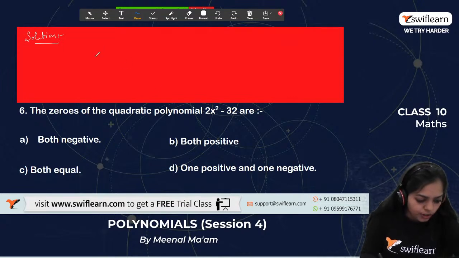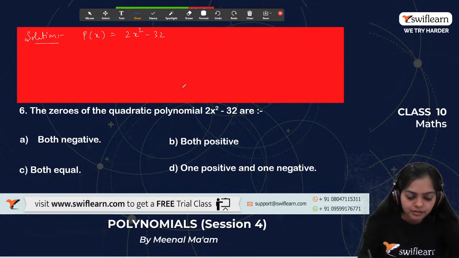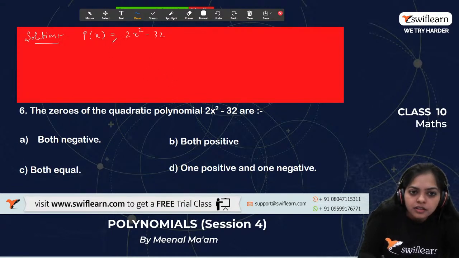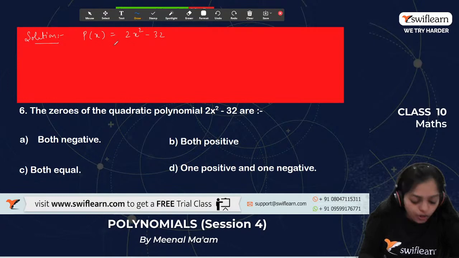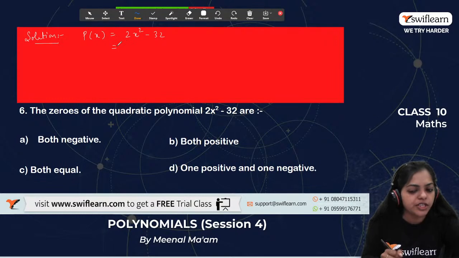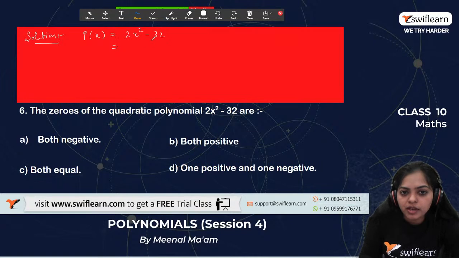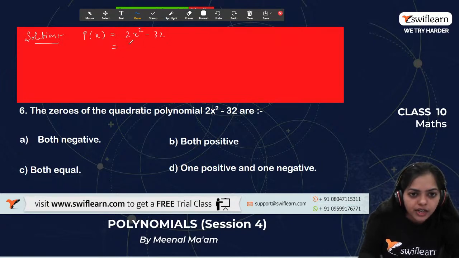So the given polynomial is... all right. Let's solve this question together. I think some are solving the question, but let me solve it. Alright, so the given polynomial is 2x square minus 32. Can I take 2 common from these two terms? So what is left? x square minus 16.